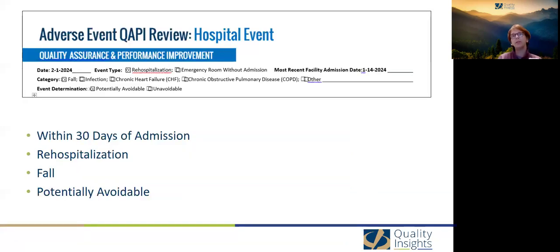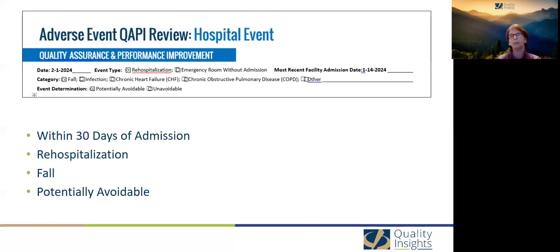The top of the form, as you can see on the screen, is an area that contains very basic information. This is where you'll record the date of the event and the type of the event, along with the most recent facility admission date. Two things to note here. The first is that we as an industry know that hospital events that occur within 30 days of admission are more critical to us. And the second, as we learned today, the first 35 days are when our residents are most at risk. That means that any event that falls within 35 days of admission needs to be considered a little bit differently than those that fall outside of that window, because they have happened in what we know is a time of risk.